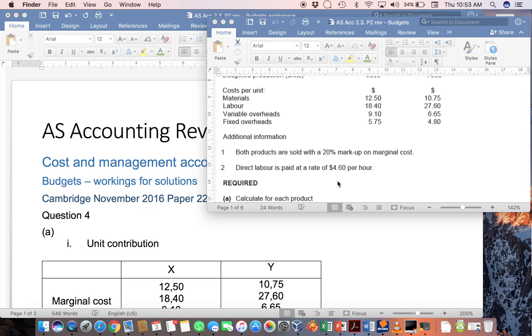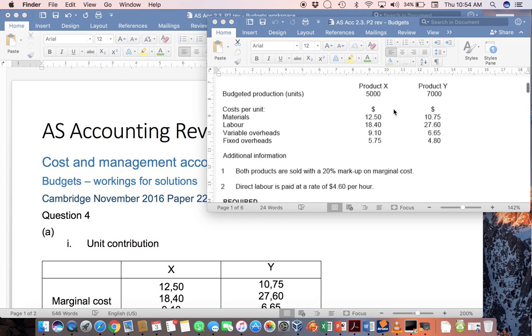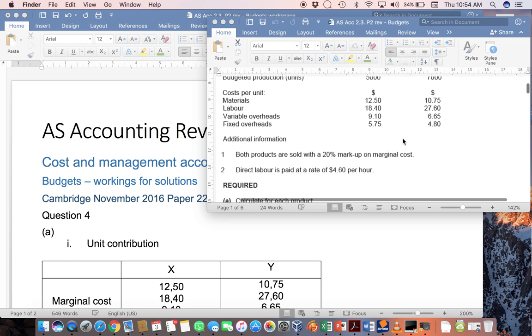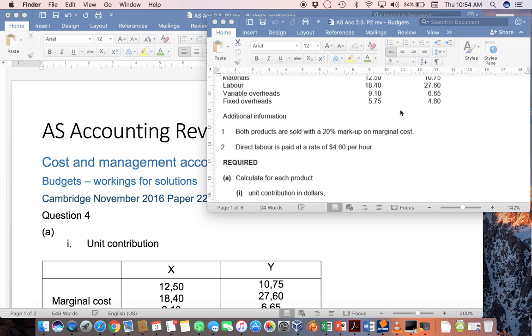Direct labor is paid at a rate of $4.60 per hour. So you can then see by looking at the total labor cost per unit, how many labor hours are needed to produce one unit. Do keep in mind that these are per unit costs, and then you would times it by the 5,000 units to get the total labor cost if you needed it. So let's see what is required.